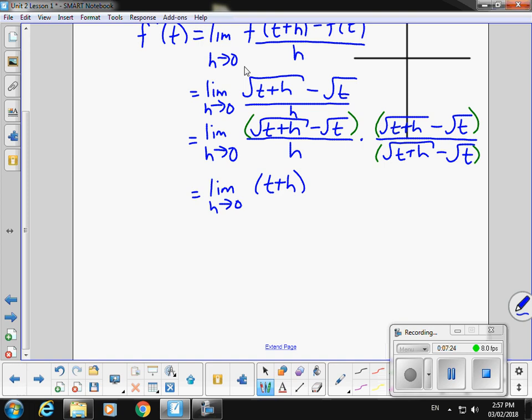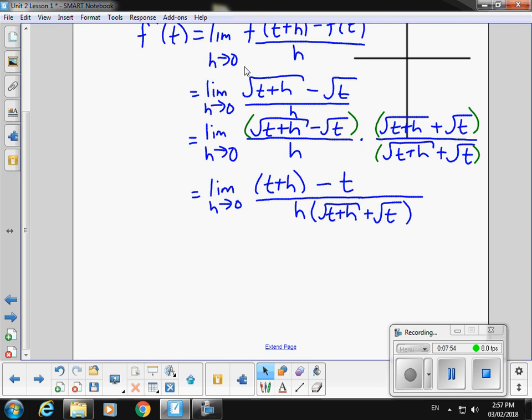Outside, inside cancel. Oh, I didn't write that correctly. I hope you caught that. Opposite sign. Okay, outside, inside cancel. Negative t all over h times ugly t plus h plus root t there. Okay, on the top, my two t's cancel. No more t's. I am left with an h on the top and an h on the bottom.